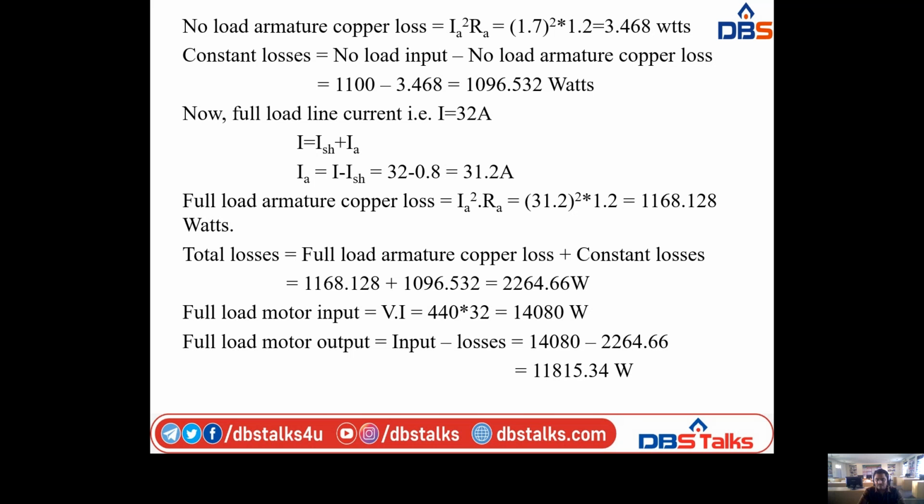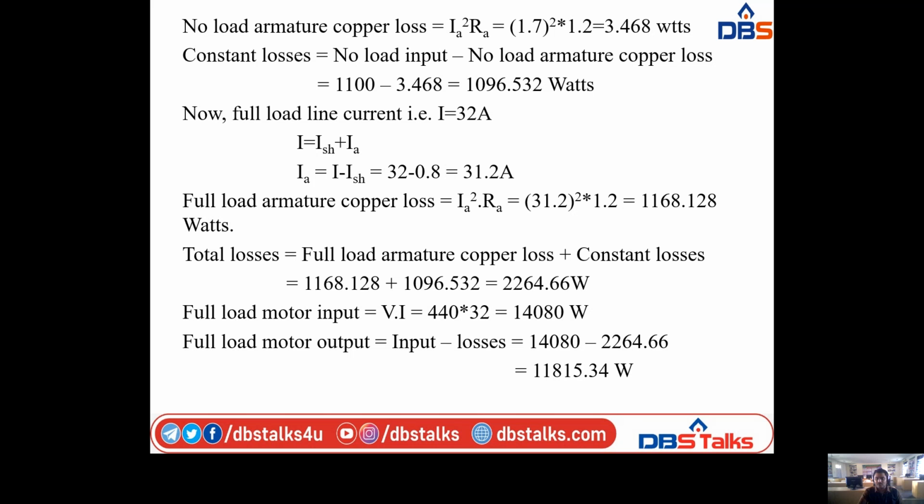That's why firstly I am taking the no load armature copper loss, and further we have to calculate the full load armature copper loss and the total losses. So firstly we have to calculate the no load armature copper loss. The formula is the armature copper loss formula, Ia square Ra. Previously we calculated the armature current, that is 1.7, so substitute here, 1.7 whole square into Ra. The armature resistance is already given in the problem, that is 1.2 ohms. Substitute here. Finally, we have the no load armature copper loss, that is equal to 3.468 watts.